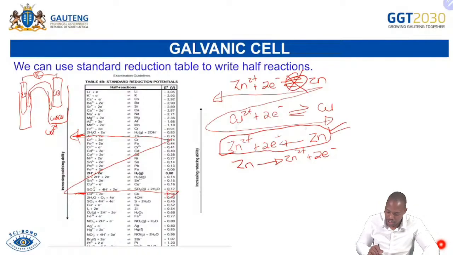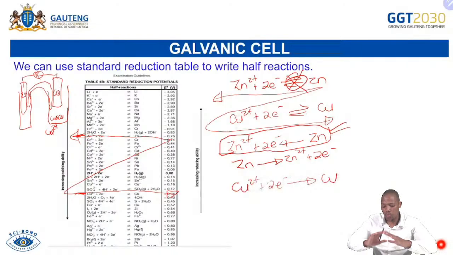The reduction half reaction tells me that I must pick this arrow going in that direction. So Cu2+ plus 2e⁻, and then this arrow I am picking turns into Cu. Then I'm done. Okay? Right.